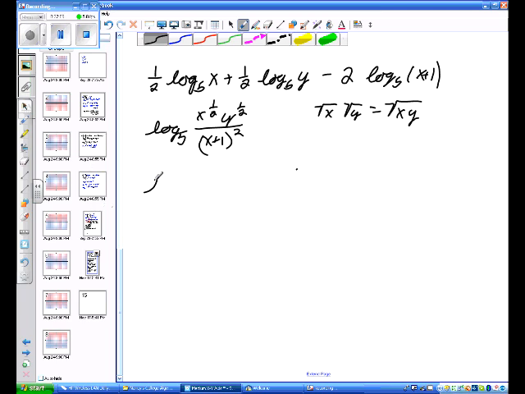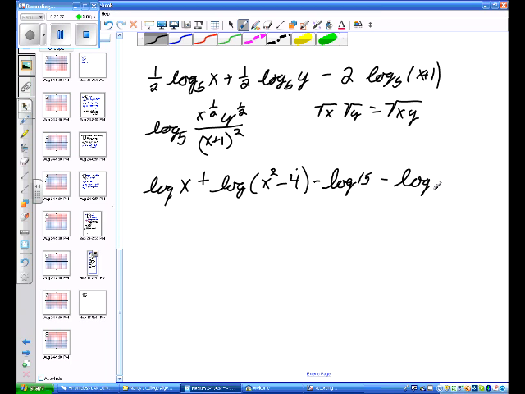Okay, let's say we've got log of x plus the log of x squared minus 4, minus log of 15, minus log of x plus 2.